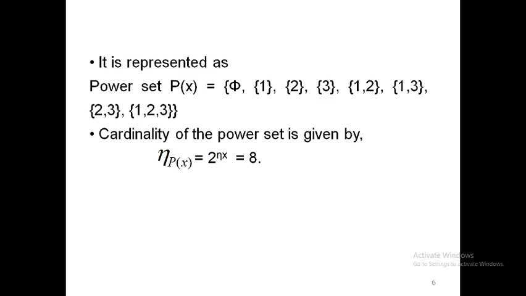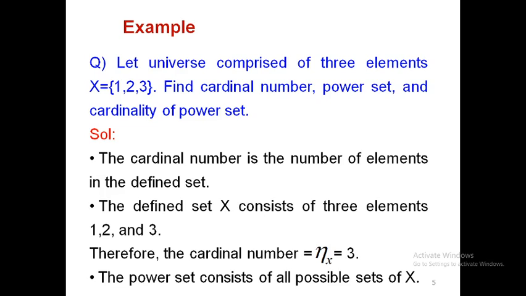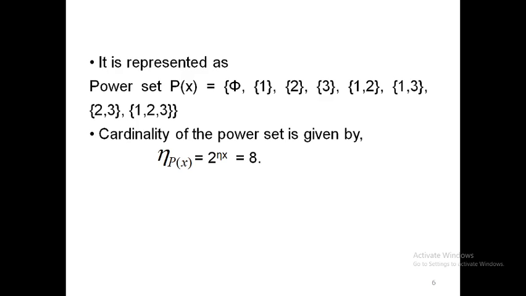Otherwise, you can count all the possible sets in the universe of discourse also. How many possible events are there in that power set? There are phi, {1}, {2}, {3}, {1,2}, {1,3}, {2,3}, {1,2,3}. If you count all those events or sets, that is equal to 8. That can be found by using the formula 2 power eta of X. Here eta of X we already found is 3. Substitute that here, then you'll get 2 power 3 is equal to 8.